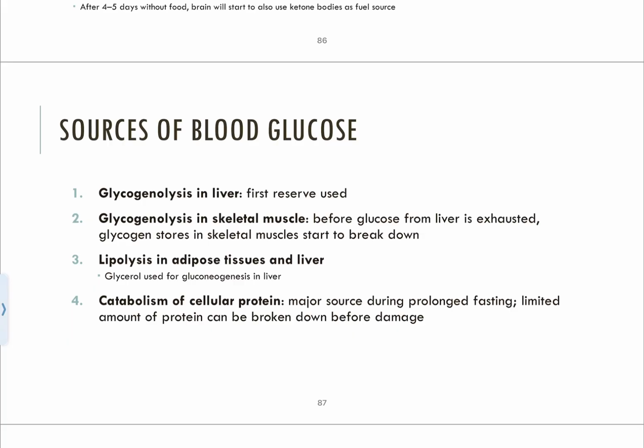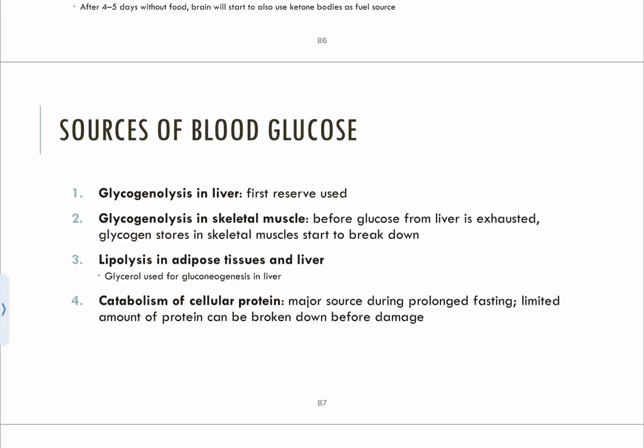So step one for blood glucose levels is glycogenolysis, that's occurring in our liver. So the liver glycogen stores are going to be the first glucose reserves that are going to be used. Then we have glycogenolysis in skeletal muscles. So our glycogen that's being stored in our glycosomes in our skeletal muscle is going to be utilized next.